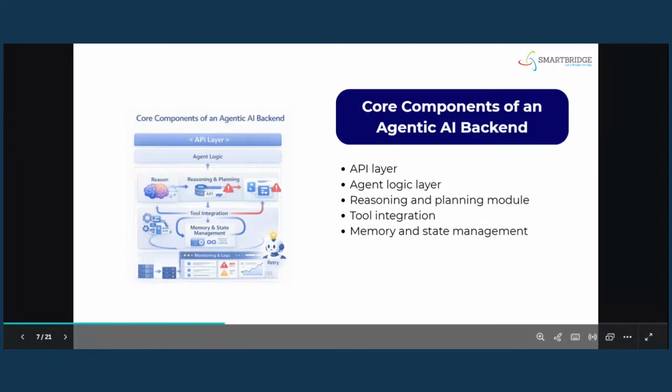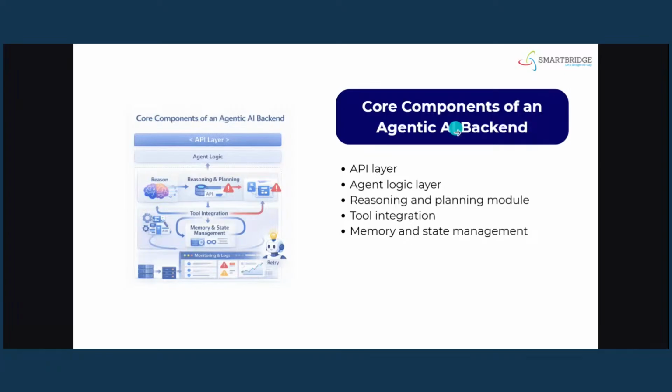I hope everyone understood what a backend is, right? So what are the core components we have in the backend? API layer, agent logic layer, reasoning and planning models, tool integration, memory and state management.